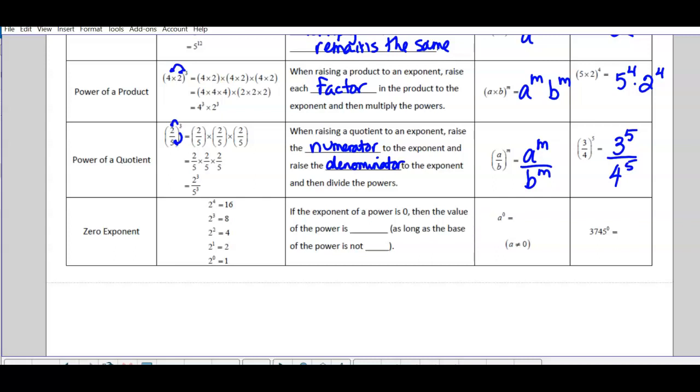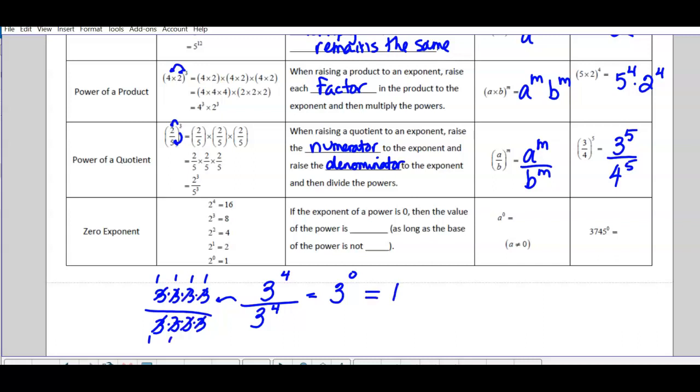As well, you can show that using division. If we have 3 to the exponent 4 over 3 to the exponent 4, using our quotient rule, that would be 3 to the exponent 0. But if we show this the long way, this is 3 times 3 times 3 times 3 over 3 times 3 times 3 times 3. All of these 3's go into each other, right? So you're left with 1. So this has a value of 1. That's another way of showing it.